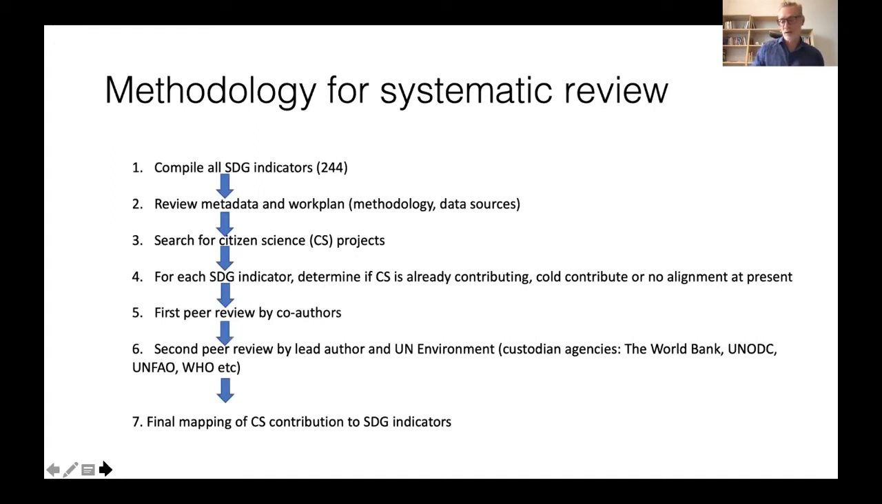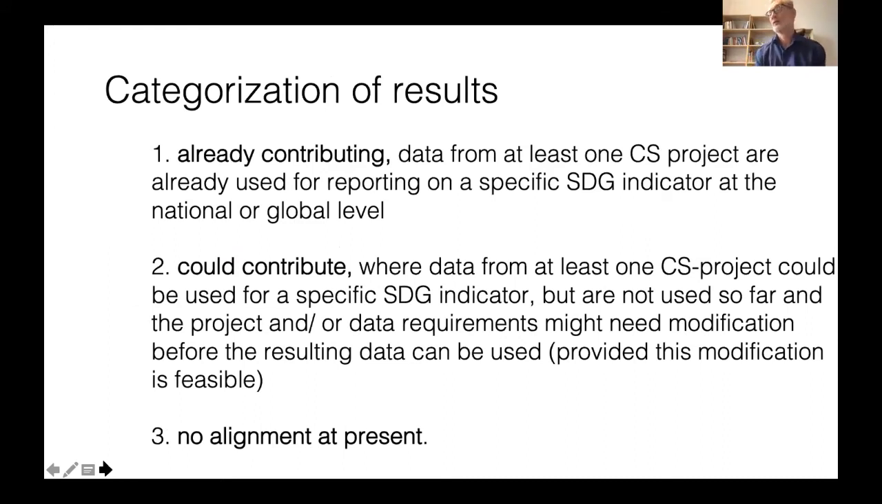And then there's a final mapping then of the possibilities of citizen science to contribute to the monitoring of the SDG indicators. And the results of this is that citizen science is already contributing, but not as much as we think maybe, but already contributing means that data from at least one citizen science project are already used for reporting on a specific SDG indicator at the national or global level. The other one, could contribute, is where data from at least one CS project could be used for a specific SDG indicator, but not used so far. And it will probably need some modification before it can be done so. And the third one is there's no alignment present at all.